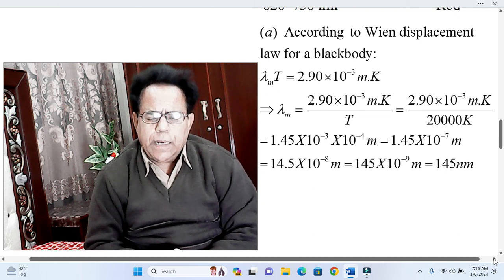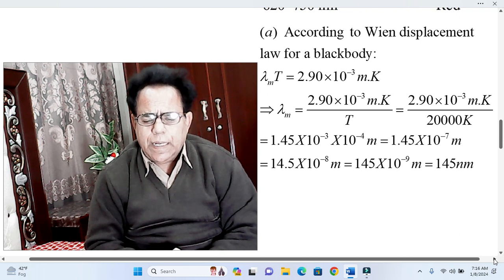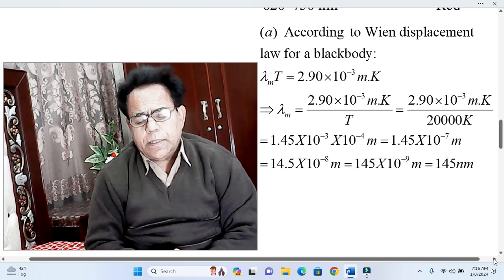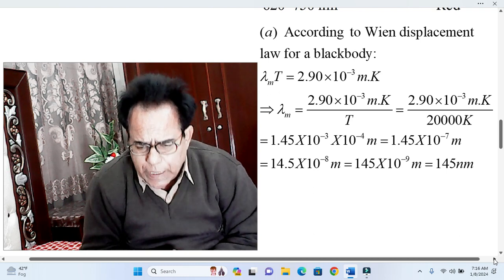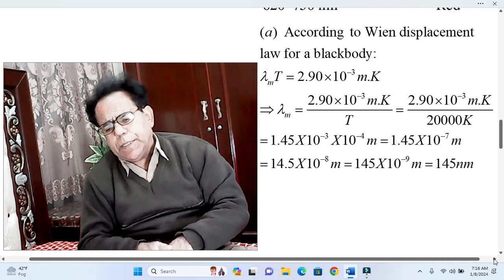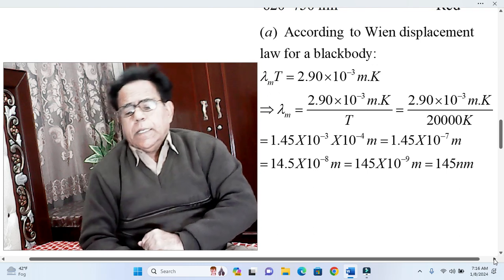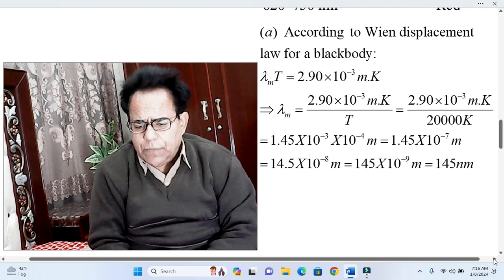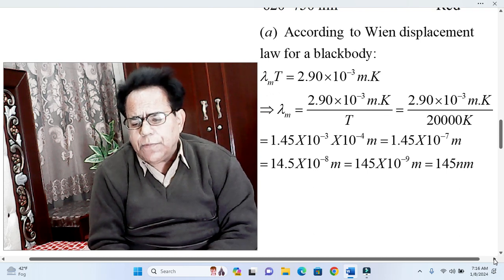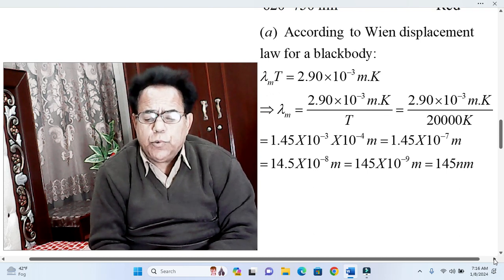Prior to shifting, it is multiplying with T, while after being shifted, T will become in the denominator. Lambda m is equal to 2.90 into 10 raised to the power minus 3 meter Kelvin over T. This becomes equal to 2.90 into 10 raised to the power minus 3 meter Kelvin divided by 20,000 Kelvin. What we have done, we have simply put the value of T which is provided in the statement.